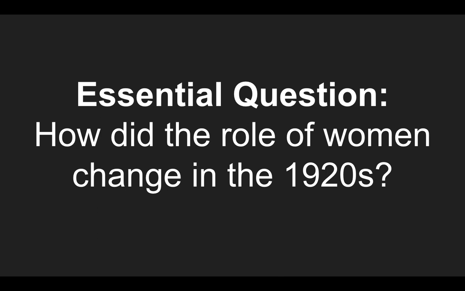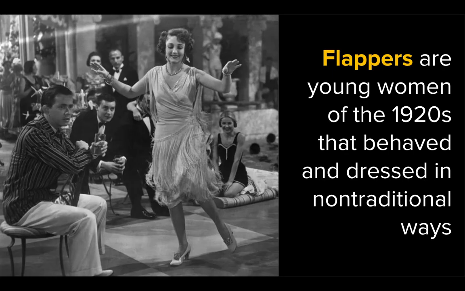We're going to talk about the highlights of the essential question you see on the screen, which is how does the role of women change during the 1920s? So if you were with us last class and you were interested in women's fashion, you might already be familiar with this vocabulary word here in orange. And the word is a flapper.